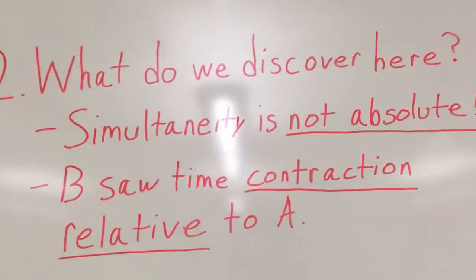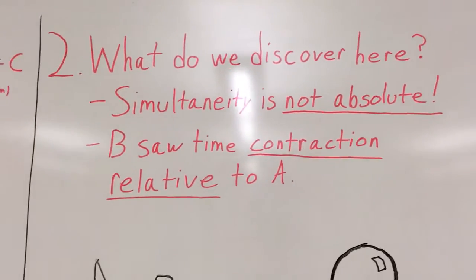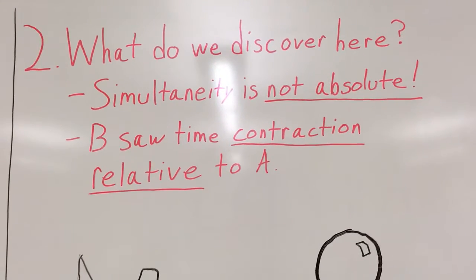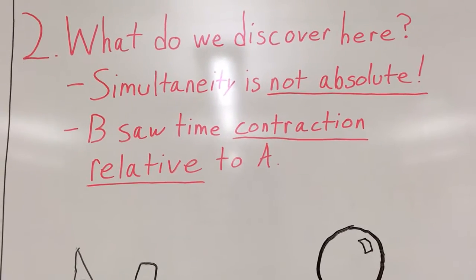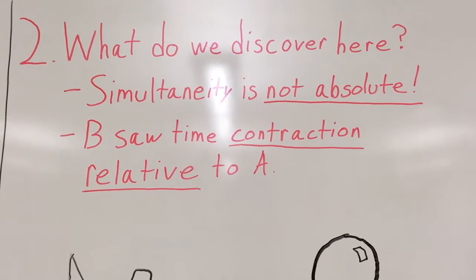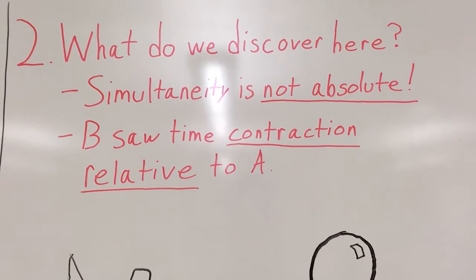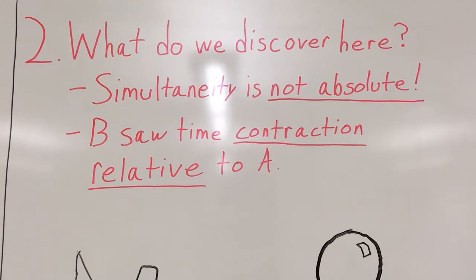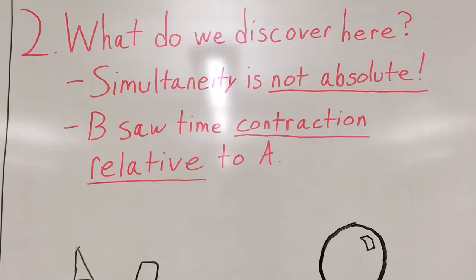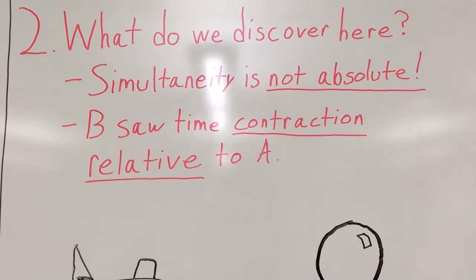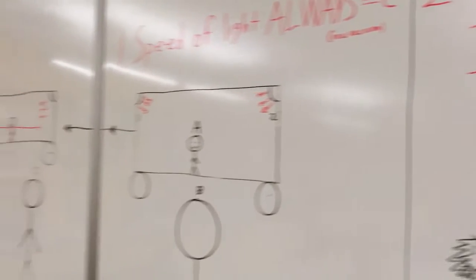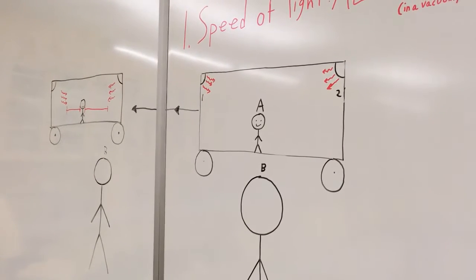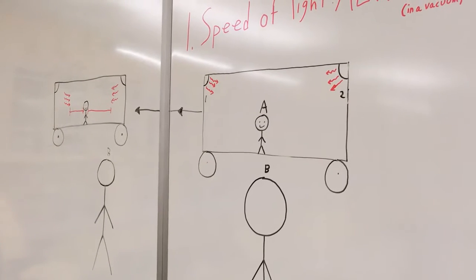So what can we learn from this experiment here? What do we discover? The first thing we discover is that because person A and person B didn't see this exact same thing happen at the same time, we learned that simultaneity is not absolute. That two people observing the same event can see things happen at different times. Person B saw a time contraction relative to person A because the light from the left, I'll show it again, hit person A sooner for person B than for person A, from person B's perspective.